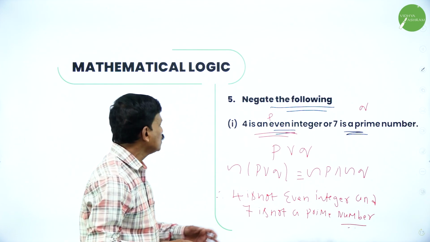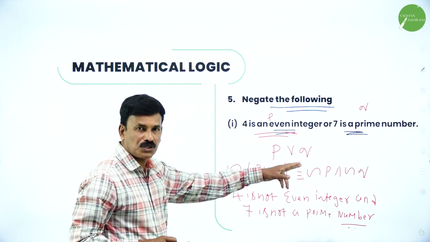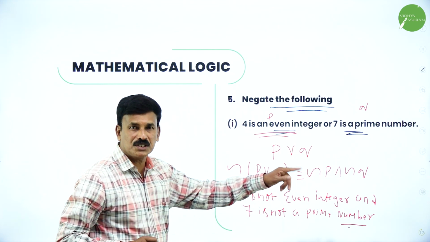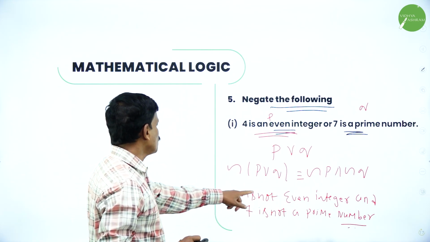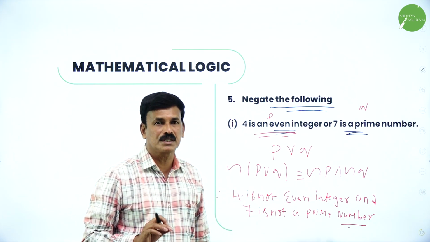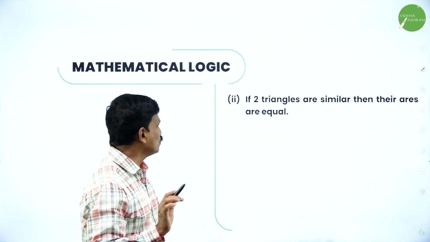Very simple. What is given? P disjunction Q is given. Negation of P disjunction Q is negation of P conjunction negation Q. That is, 4 is not an even integer and 7 is not a prime number. Now move on to the next similar type problem.